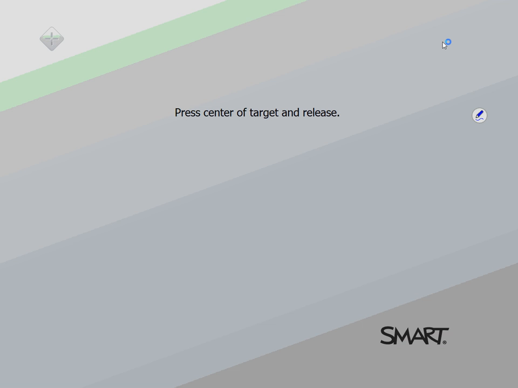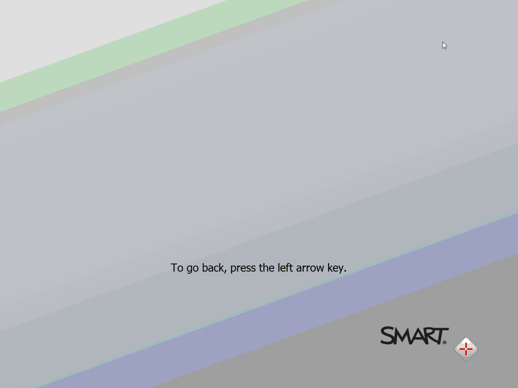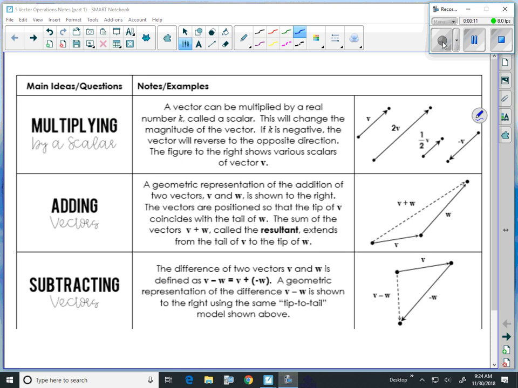To get my board set up here. We are going to talk about adding vectors and subtracting vectors from one another. So if we have two vectors, what will that look like? Also, we're going to talk about if we take a vector and multiply it by a number, what happens to it.